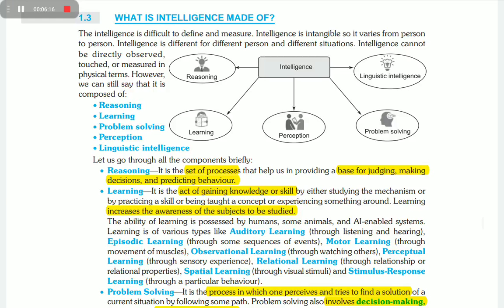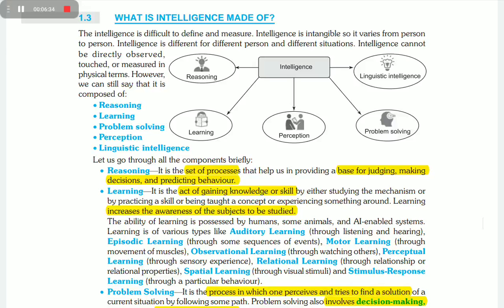Intelligence can't be directly observed, touched, or measured in physical terms. However, we can still say that it is composed of reasoning, learning, problem solving, perception, and linguistic intelligence. Now we will move to these components briefly.